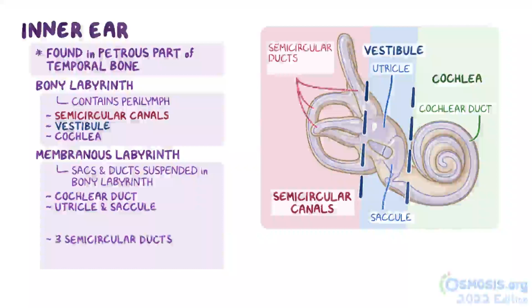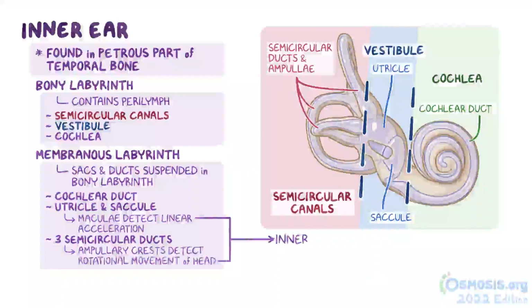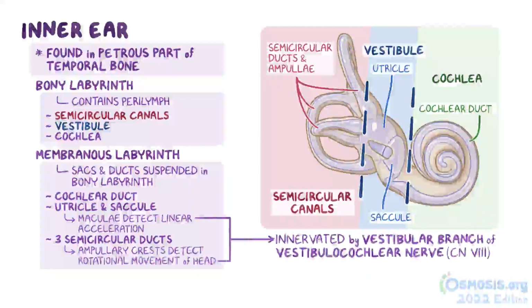Both the utricle and saccule contain areas of sensory epithelium called the maculae, which detect linear acceleration. Each ampulla of a semicircular duct contains an area of sensory epithelium called the ampullary crest and detects rotational movements of the head. Both of these cells are innervated by the vestibular branch of the vestibulocochlear nerve.